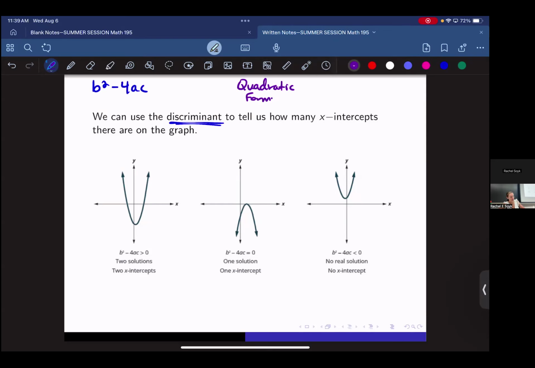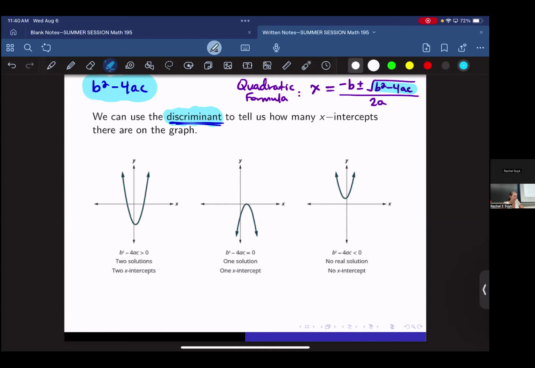So just to review your knowledge of your quadratic formula, we have x is equal to -b plus or minus square root b squared minus 4ac all over 2a. And again, that discriminant is what falls underneath that square root sign. And so it's really important because anything underneath a square root sign has different cases.